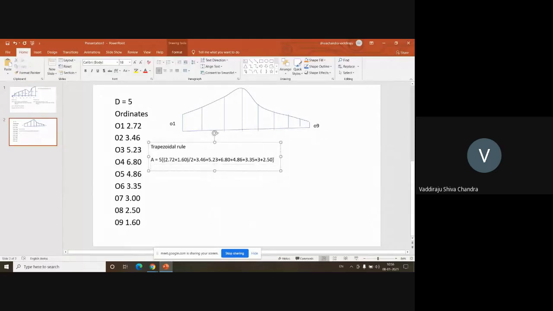So tell me the answer now. 156.8 meter square, sir. Tell me the answer once. 156.80 meter square, sir. Okay. Then apply Simpson's rule. 158.23 meter square, sir.